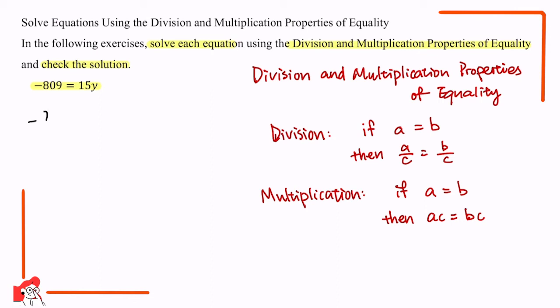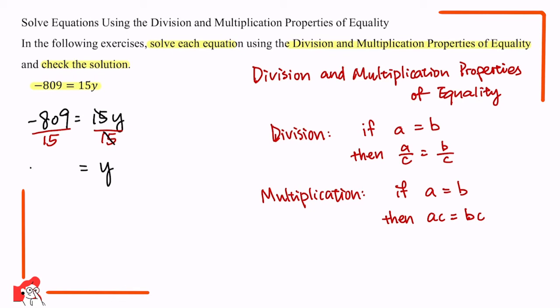So we have negative 809 equals 15y. We are solving for y. When you are solving for a variable, you need to isolate that variable. How do we isolate this y? Well, we need to divide 15 on the right side. But in order to maintain the equality of this equation, we need to divide 15 on the left side as well. So now we have the 15 cancel out, so we are left with y on the right side.